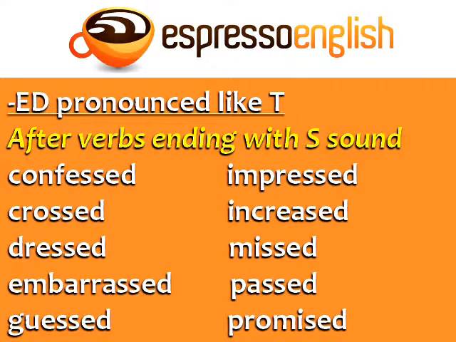Ed is also pronounced like T after verbs ending with an S sound. Confessed, crossed, dressed, embarrassed, guessed, impressed, increased, missed, passed, promised.